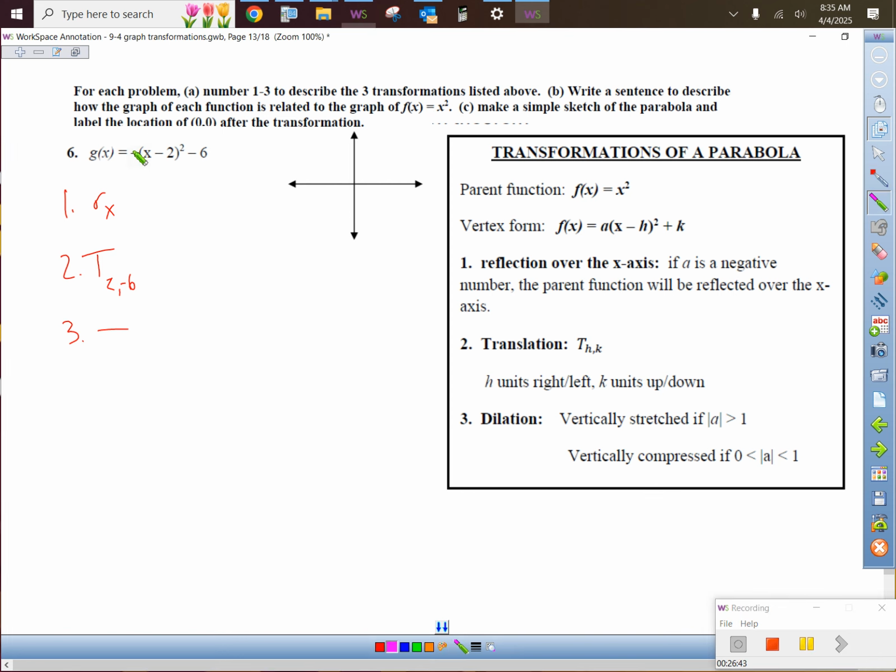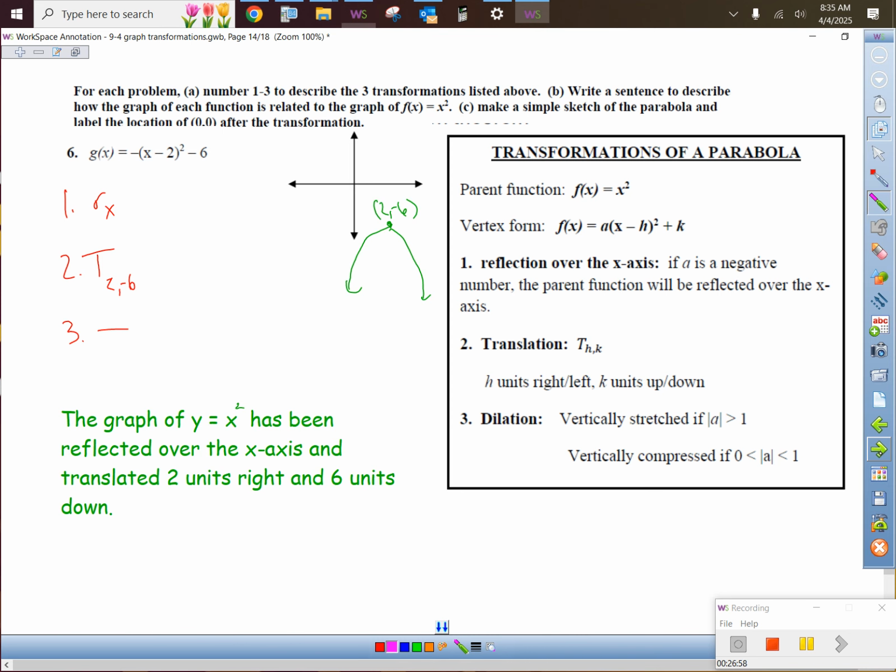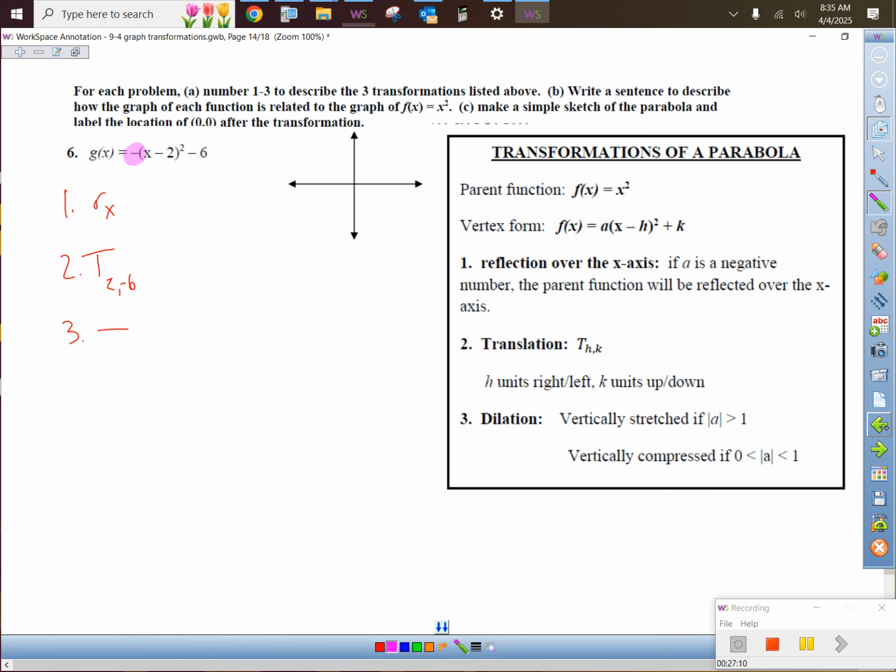How come it didn't change? That's not a 1. That is a negative 1. How come it didn't change size? Because you got to take the absolute value of it, which means it's got to be a positive 1 in that case. So then the sketch, how do you feel about that bad boy? It's got to open down, move 2 units right, 6 units down, and then it's normal size parabola, right? Normal size parabola. Cool.